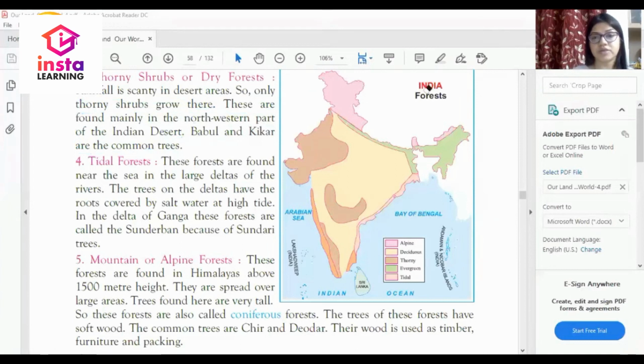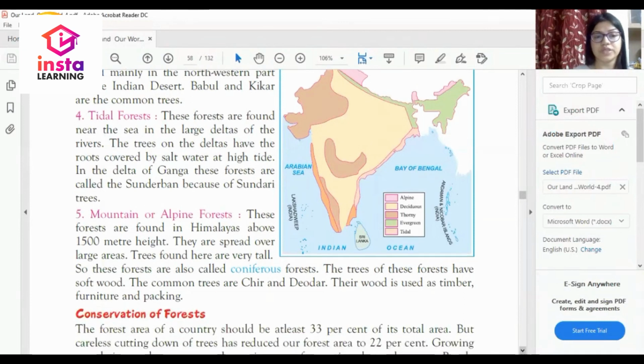Tidal forest. What are the tidal forests? These forests are found near the sea in the large deltas of the rivers. The trees on the deltas have the roots covered by salt water at high tide. In the delta of Ganga, these forests are called Sundarbans because of Sundari trees. So this is very important, which is tidal forest.